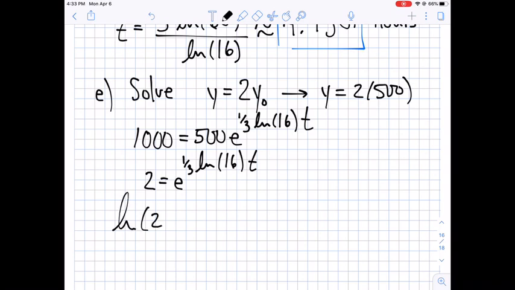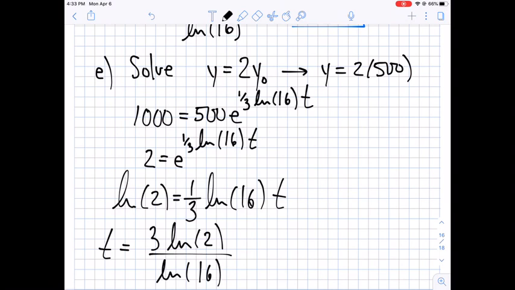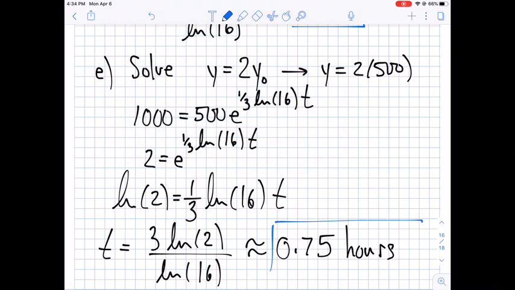We have ln of 2 is 1/3 ln of 16 times t. So that means that 3 times ln of 2 divided by ln of 16 is going to be equal to t. And let's figure out what that is approximately. And we get 0.75 hours. So for this bacteria, the doubling time actually turns out to be less than a single full hour. And that's it for the first example.